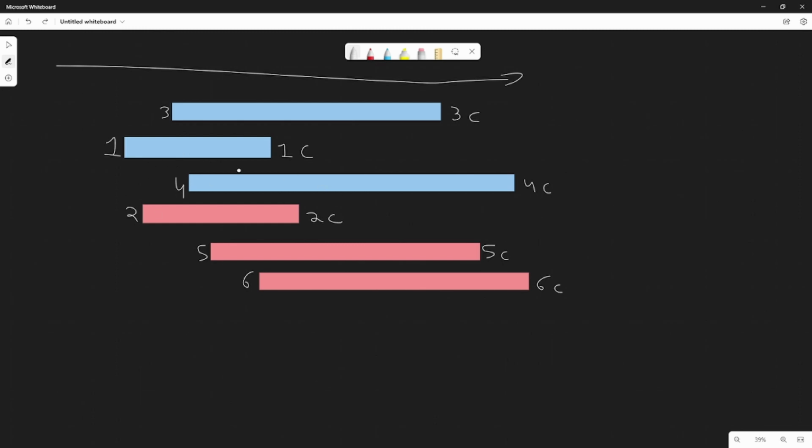So now let me define what I mean by an open point. To solve this problem, I want to maintain sets of segments which are open.